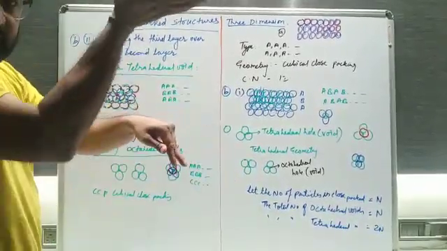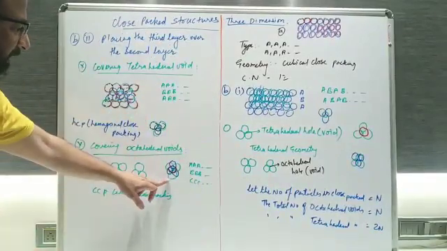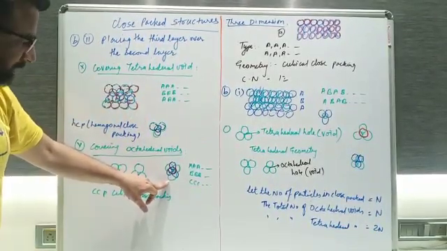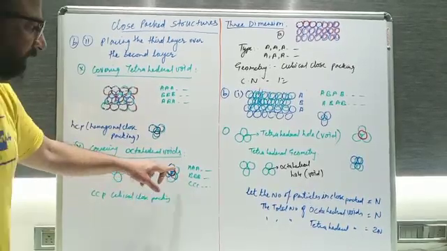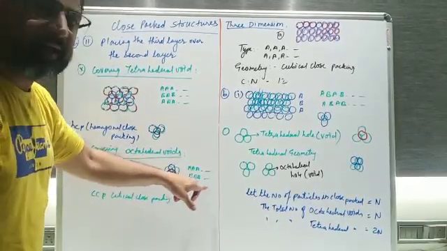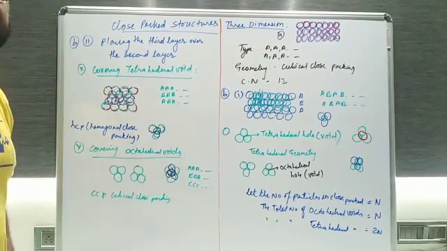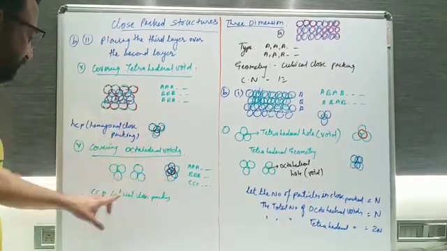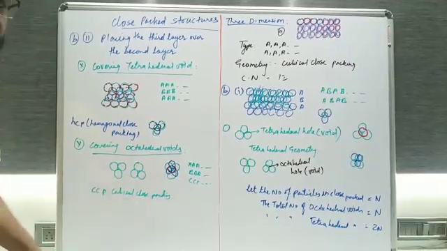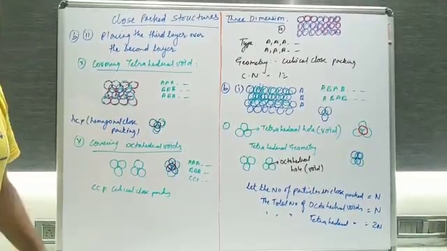So 3, 3, 1. In that condition you will see 3 of the green color, 3 of the blue color, and 1 red color. So this will give rise to the A layer, B layer, and the third layer will be considered as C, because C is not equal to A. Is it fine? In such a condition the geometry produced is called cubical, and it is also known as a cubical closed packed structure.